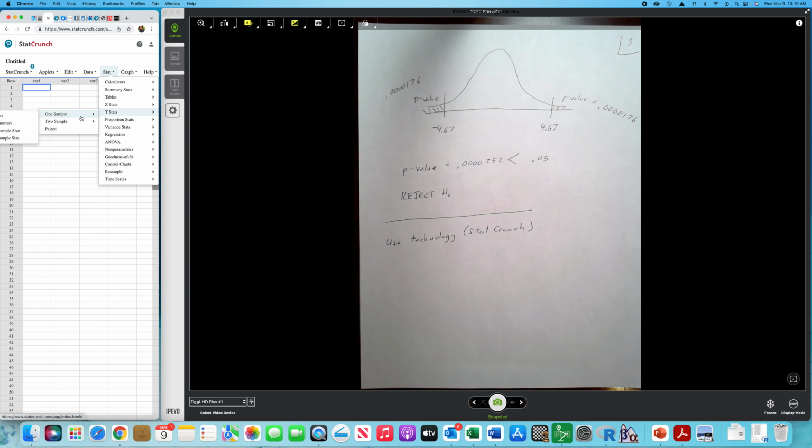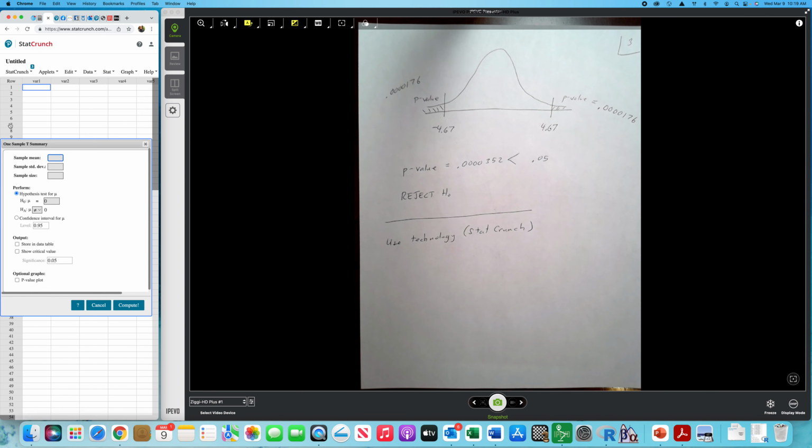So one sample with summary. So the sample mean, let me grab this info, 23.1. The sample standard deviation is 4.2. And my sample size is 40. I am testing the mean to be 20 versus a mean not equal to 20. And I want to show my critical value for a significance level of 0.05.